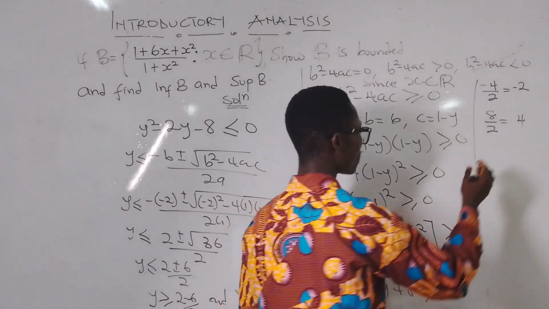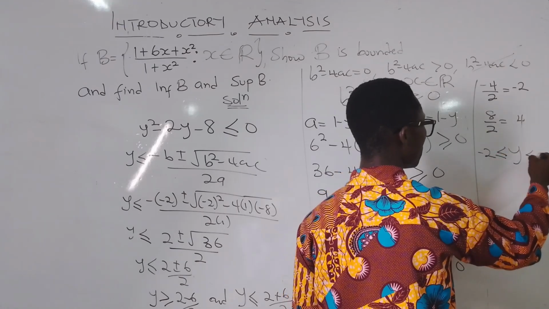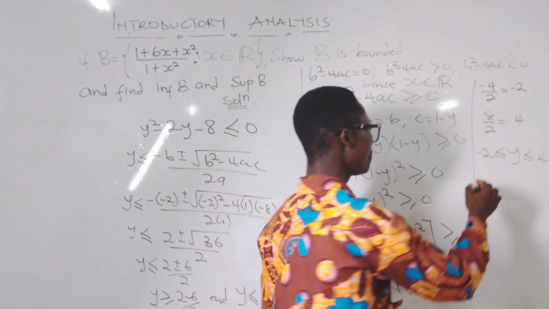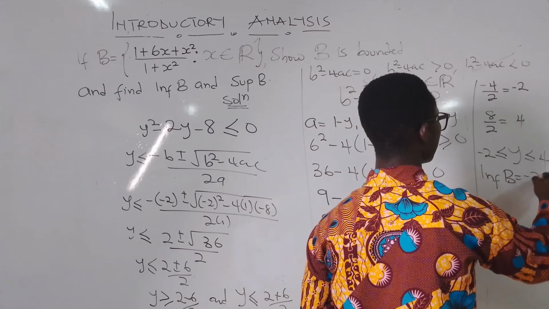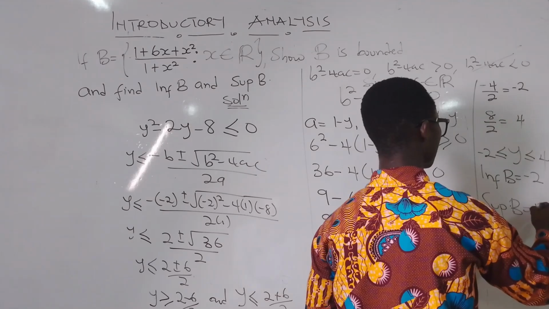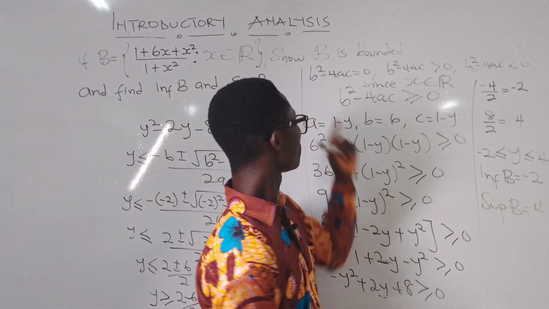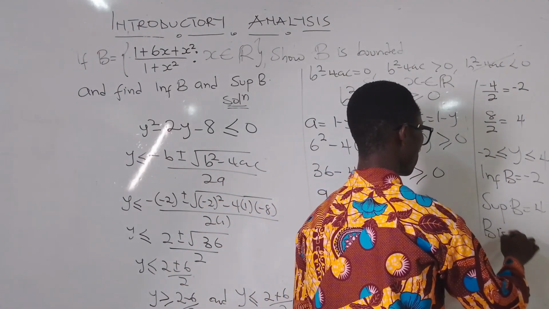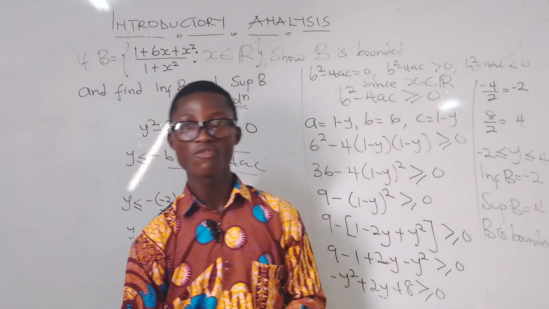So here I'm going to have y greater than or equal to negative 2 and less than or equal to 4. Having it this way, it means that we are having the inf of B as negative 2 and the sup of B as 4. Since we are having the infimum and the supremum of set B, hence we can say that set B is bounded. So thank you for watching this video.